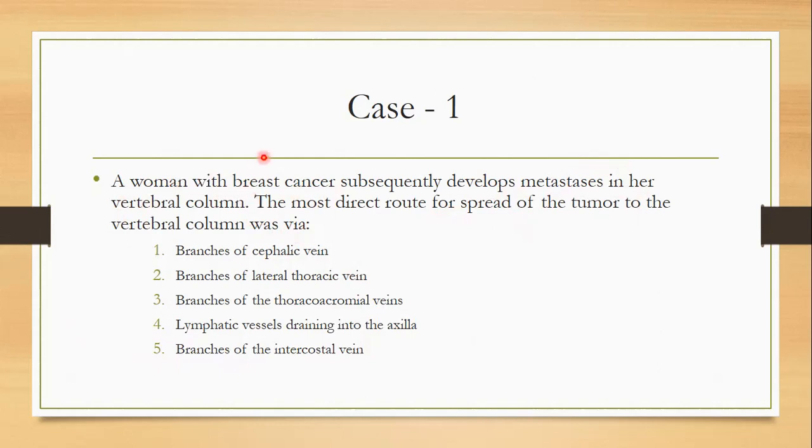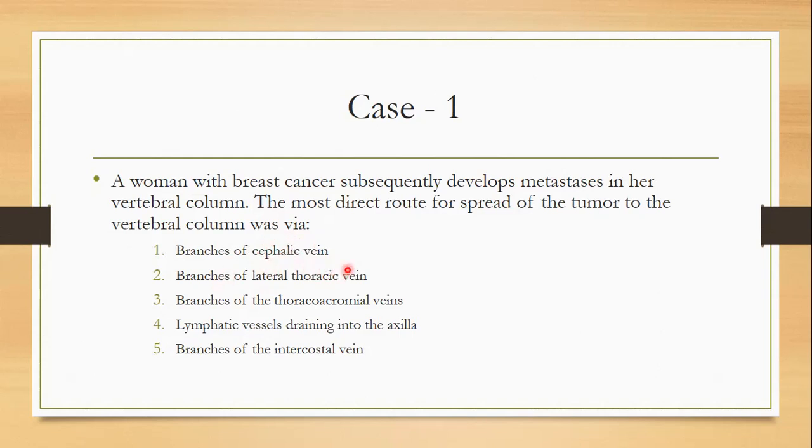So now we have to look for a way through which the cancer can move from the breast to the vertebral column. Let's eliminate one by one the options which do not apply the following condition. First, branches of cephalic vein. So the cephalic vein runs from the lateral side of our arm near the radius bone in the snuff box, and it goes upward through the deltopectoral groove. So definitely this is not a vein that is going from the breast to the vertebral column.